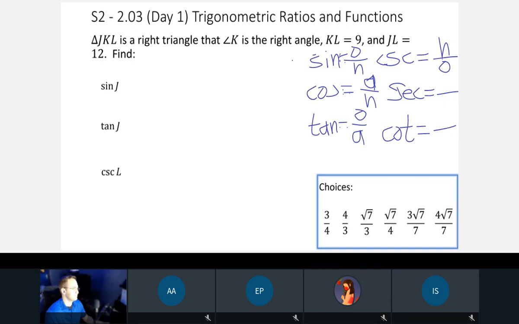Unless the hypotenuse is whatever 12 times 12 plus 9 squared is. Is it 15? 12 over 15? That's not an option. Oh, wait, is it 4/3? We need to draw this.